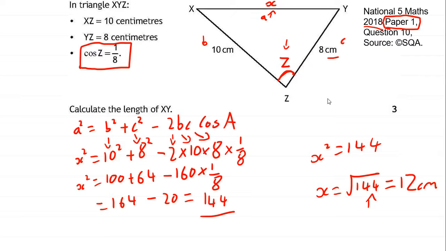Again, notice that the process is the same. First thing we do is find the formula. Second thing we do is substitute. And then the third thing, after we've simplified, is just to take the square root.